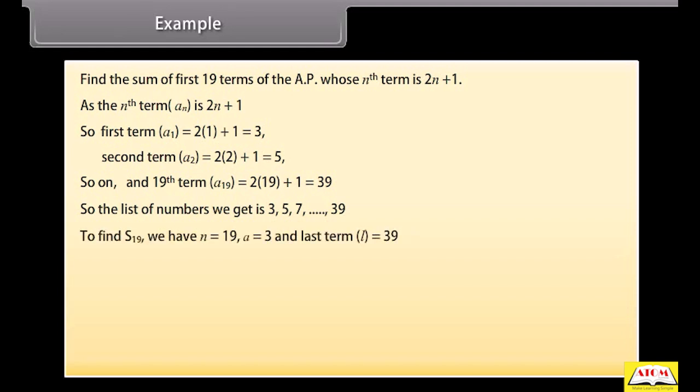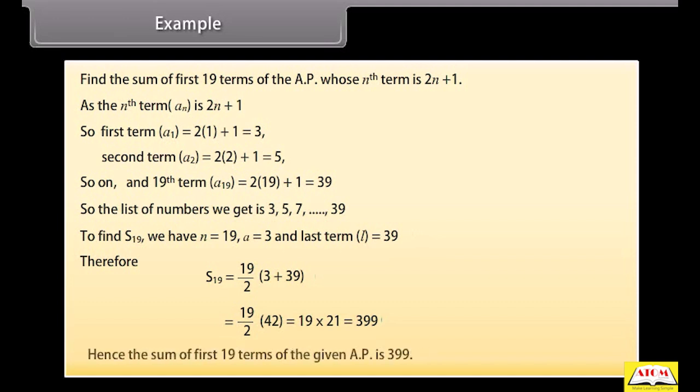Now to find S19, we have n as 19, a as 3, and l as 39. Therefore, S19 is equal to 19 upon 2 into 3 plus 39. This is equal to 19 upon 2 into 42, which equals 19 into 21, which is equal to 399. Hence, the sum of first 19 terms of the given AP is 399.